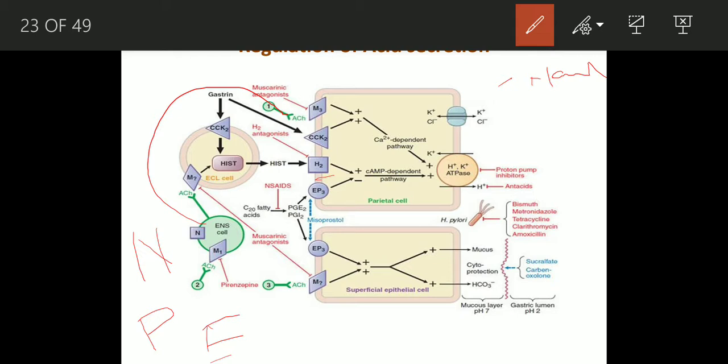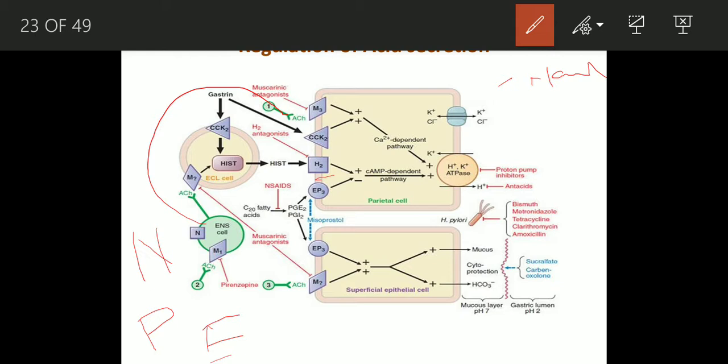So this cyclic AMP pathway in turn causes increased secretion of the HCl. That is called the paracrine pathway. The histamine pathway is called the paracrine pathway, and the last pathway is the endocrine pathway. If you see the endocrine pathway, it is a gastrin mediated pathway.